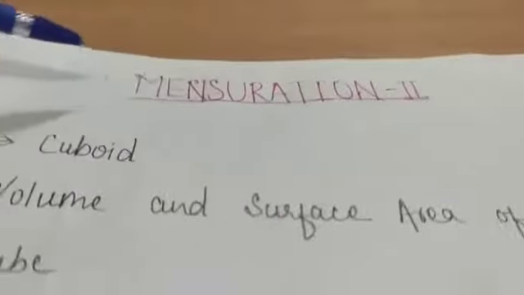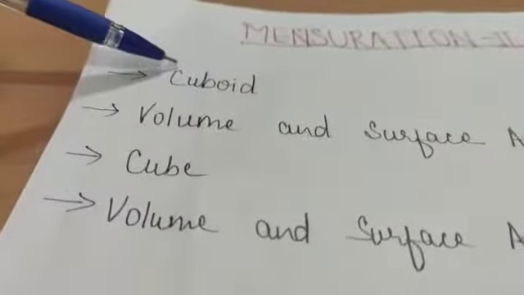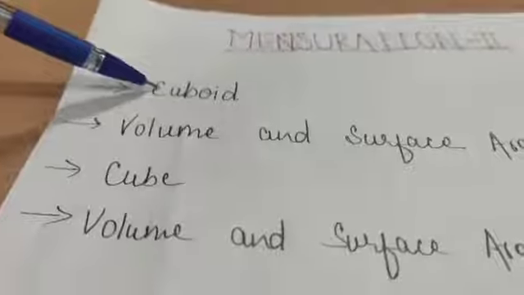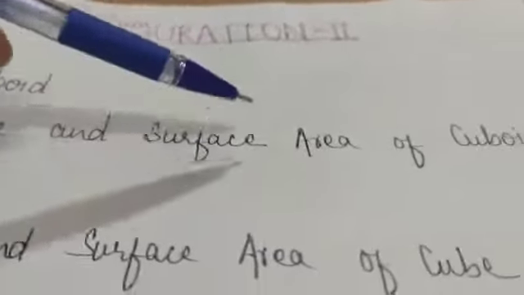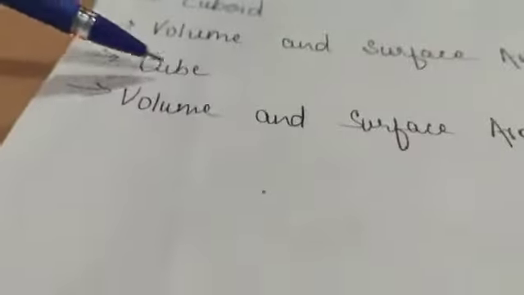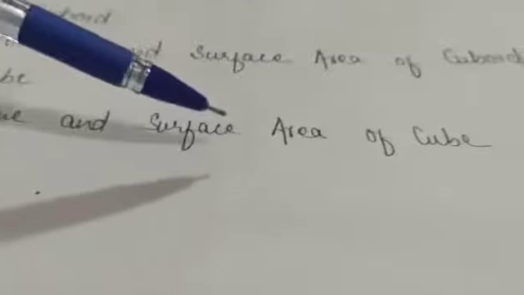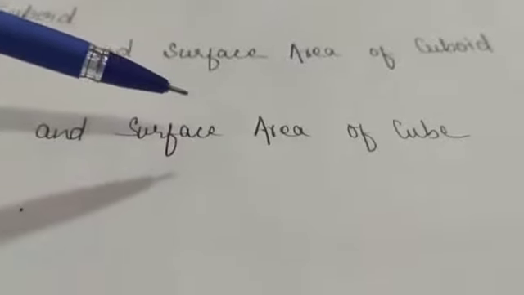Today I am going to discuss the topic Mensuration-II for class 8 students. Mensuration-II. In this chapter we are going to discuss the cuboid, volume and surface area of cuboid, cube, volume and surface area of cube.